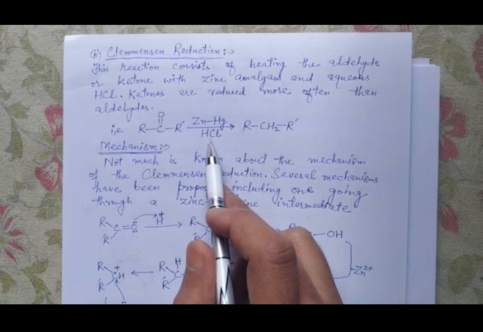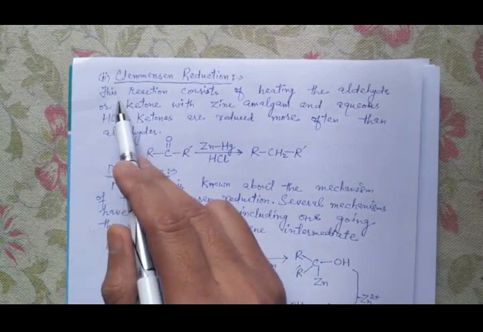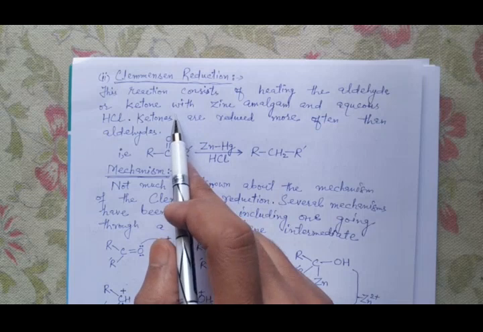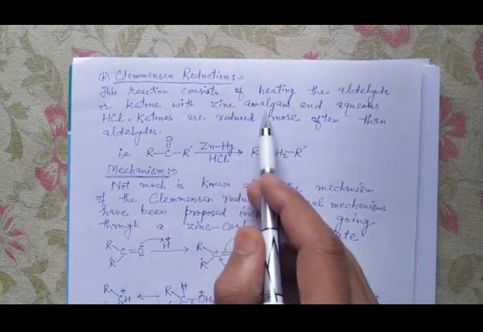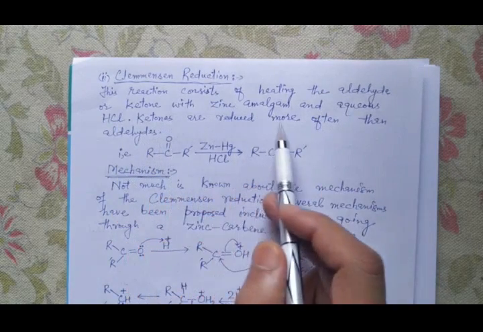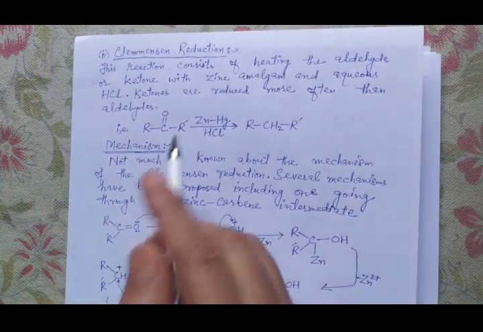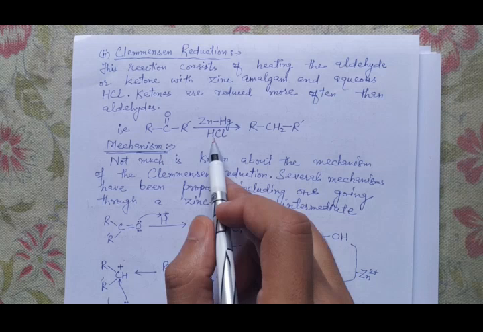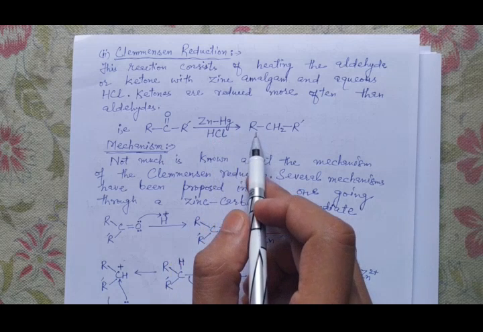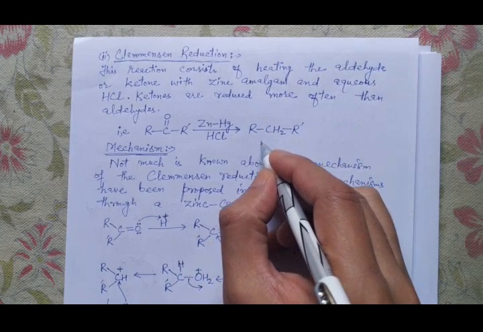You are seeing here the medium that is being utilized here is HCl. So this reaction consists of heating the aldehyde or ketone with zinc amalgam and aqueous HCl. Ketones are reduced more often than aldehydes. So this is a general formula: in presence of zinc amalgam and hydrochloric acid as a medium, this carbonyl compound gets transformed into hydrocarbon.